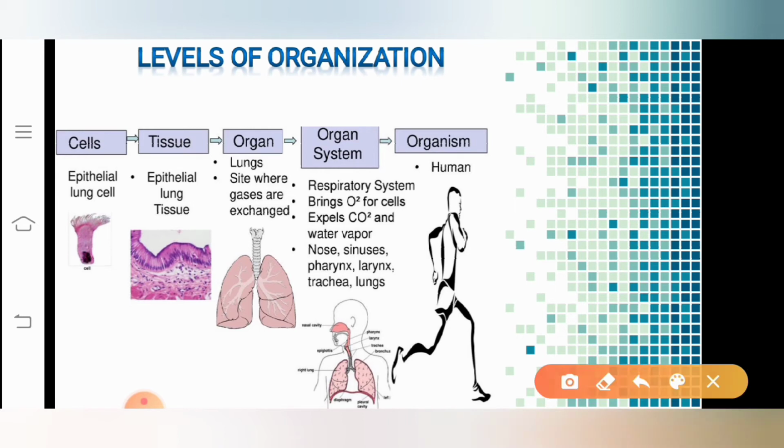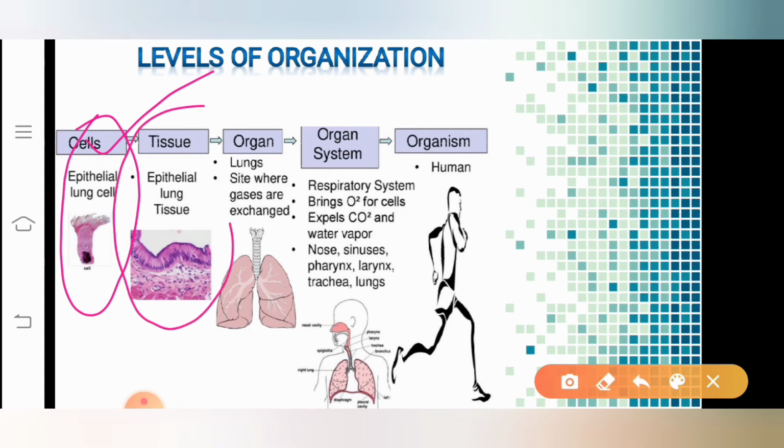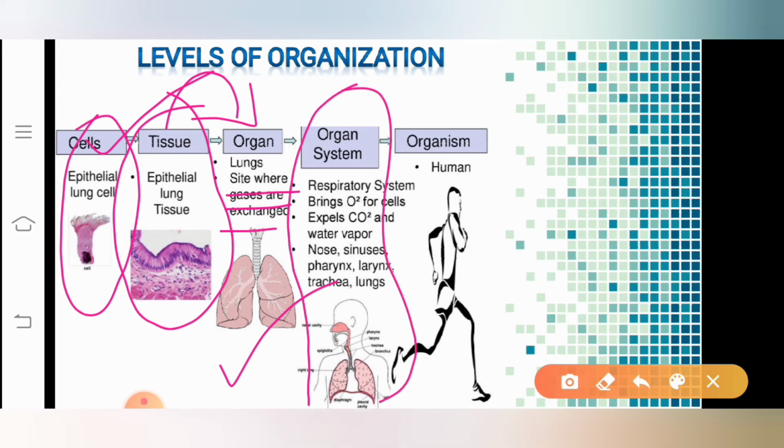Let us take another example to understand this. The cells which are present in the respiratory system, that is epithelial cells, combine to form epithelial tissues, and these tissues now form an organ called the lung. Correct? And what is the function of the lung? They exchange the gases, they help in respiration. And this organ which is present in the body of the human being forms an organ system, and finally we call that organ system an organism. Correct?